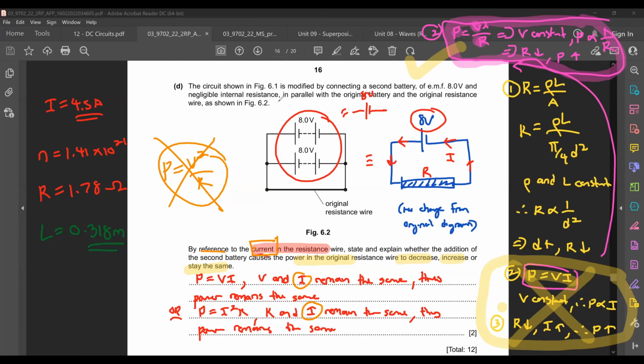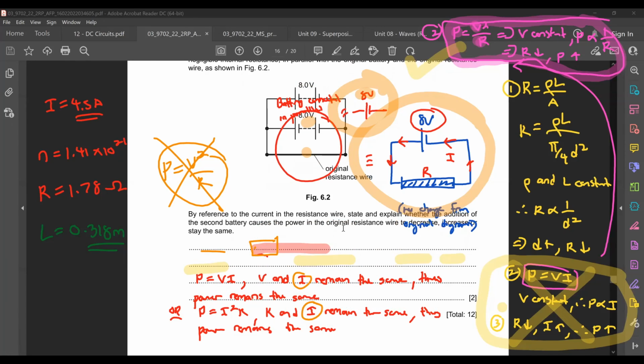This one is battery connected in parallel. It will just give me this one. This is something that I mentioned to you guys last week before. For batteries connected in parallel, your EMF won't change. Because your battery is connected like this, it is still going to have an equivalent EMF of 8 volts. So your overall circuit is still the same as before. So this one is DC circuits.